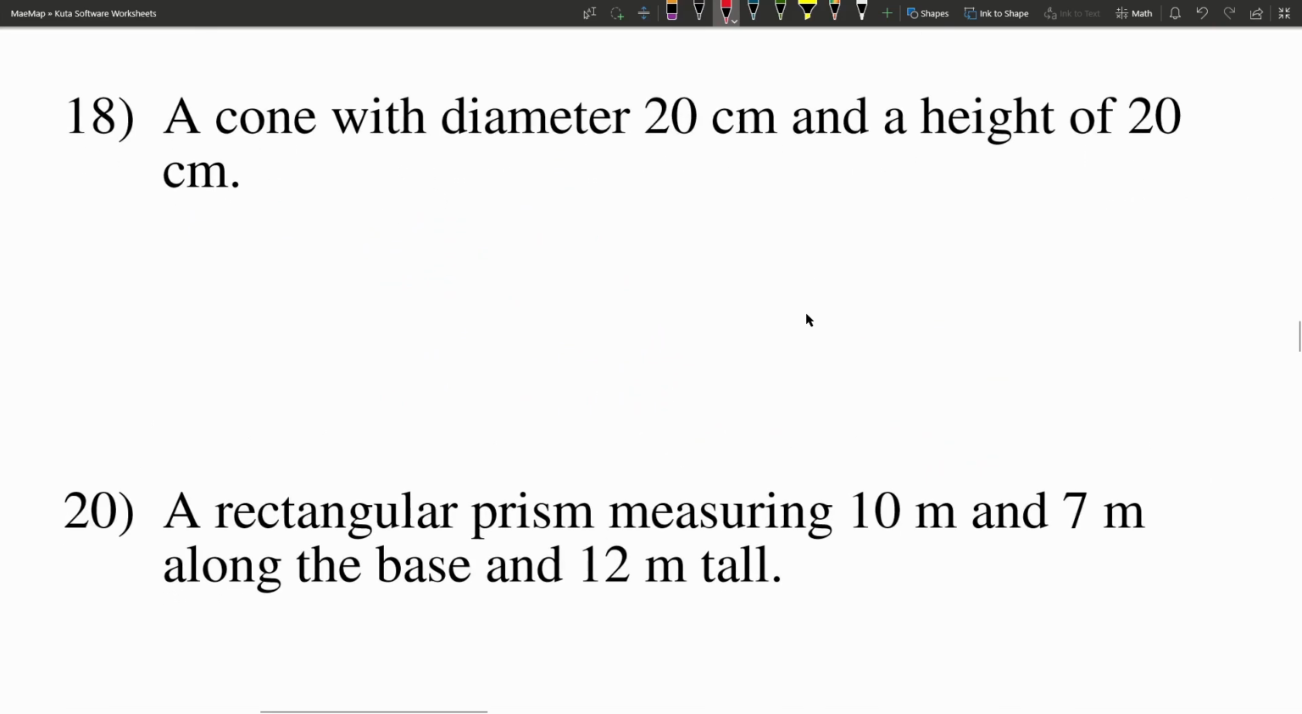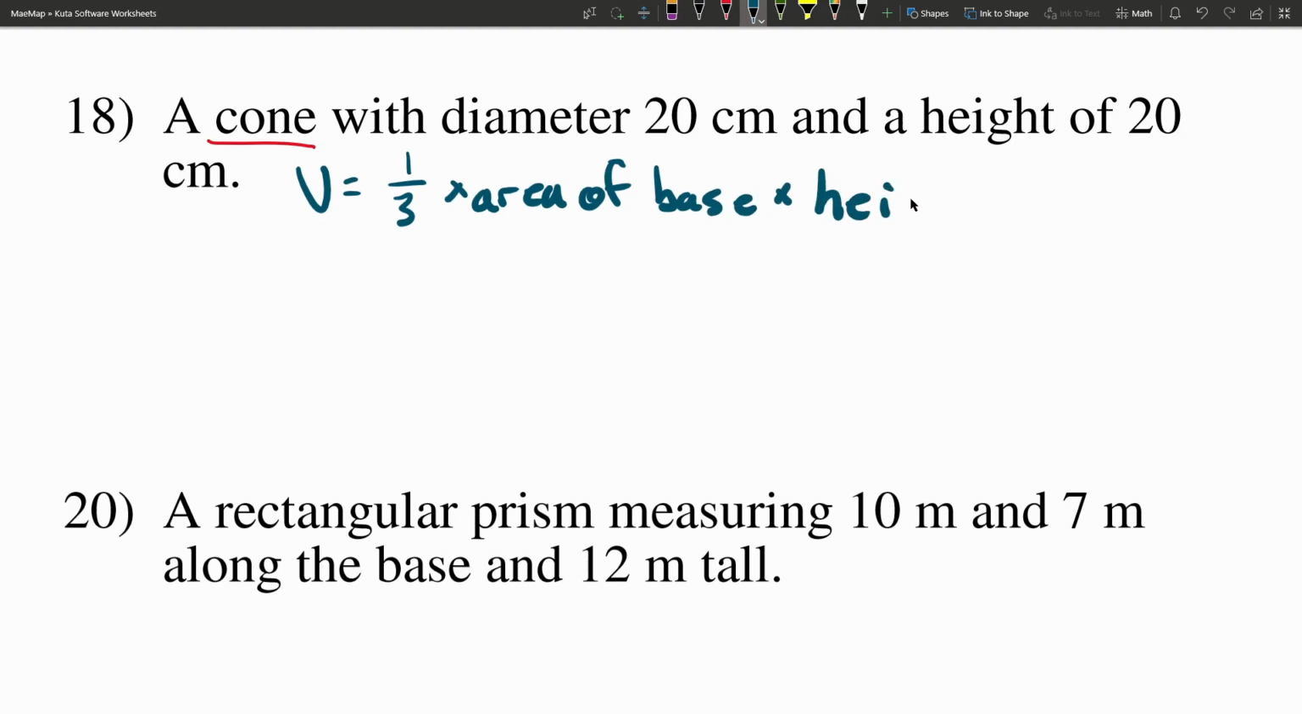For number 18, we're given that it's a cone. What's so special about a cone? It has that circular base, but the volume is calculated similarly to a pyramid. It's 1/3 times the area of a base times the height of the figure. So let's calculate that out.